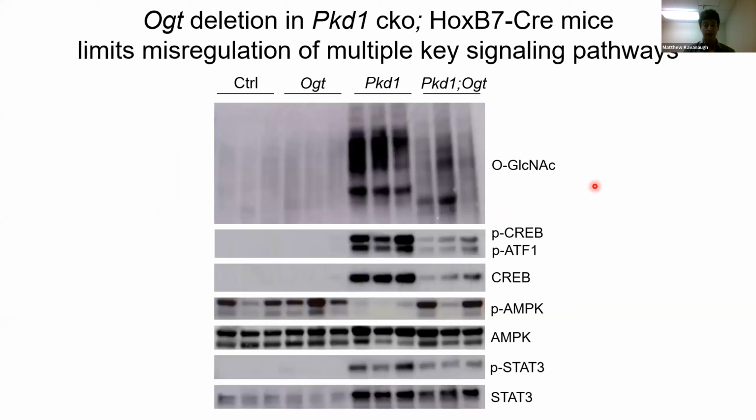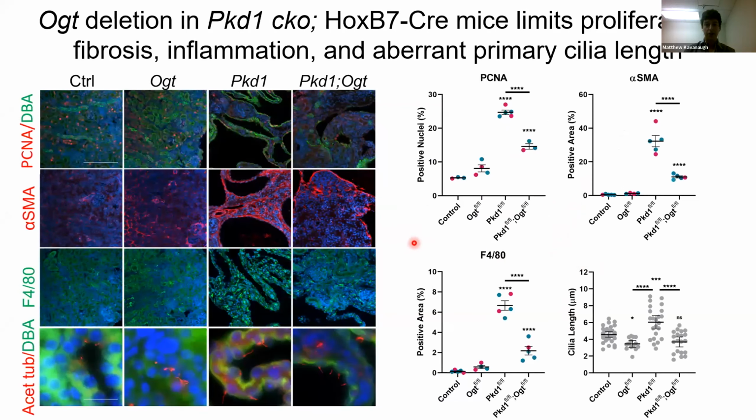We found partial resolution of numerous misregulated signaling pathways based on our whole kidney lysates, particularly the phosphorylation of CREB and ATF1, the expression of CREB, the phosphorylation of AMP kinase, as well as the expression and phosphorylation of STAT3. Additionally, various markers for proliferation, the nuclear marker PCNA, alpha smooth muscle actin for fibrosis, particularly myofibroblast activity, and F4/80 for inflammation via infiltrating macrophages.